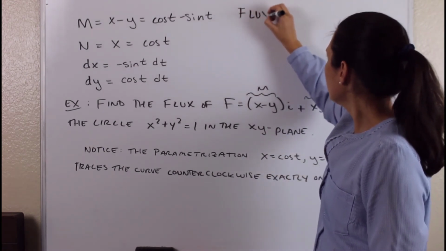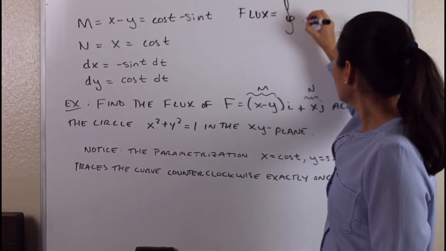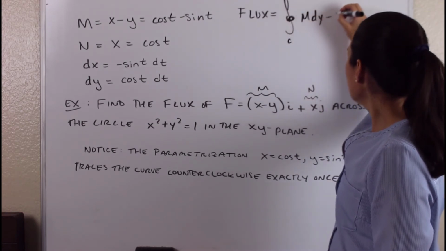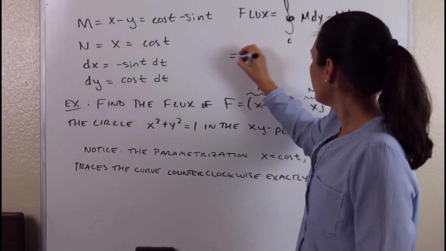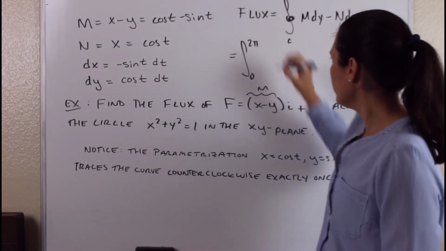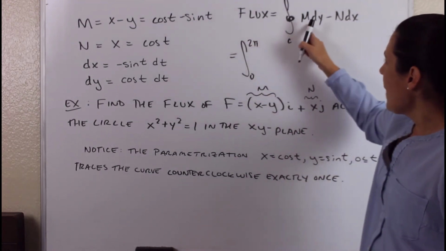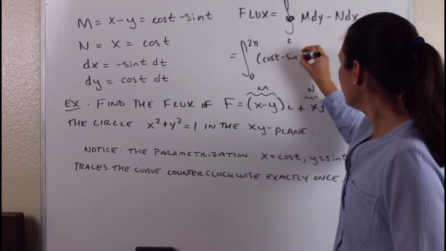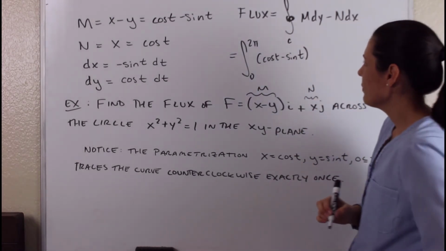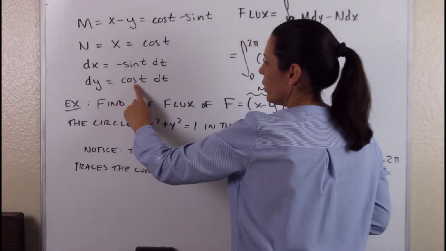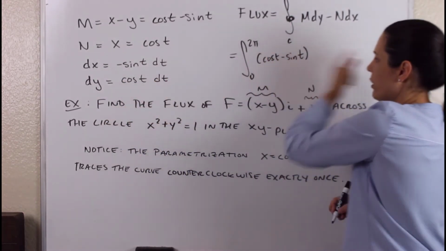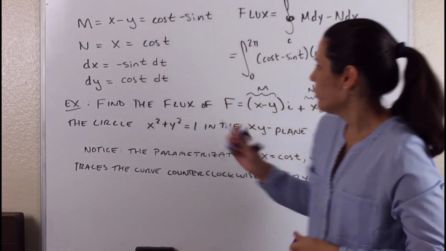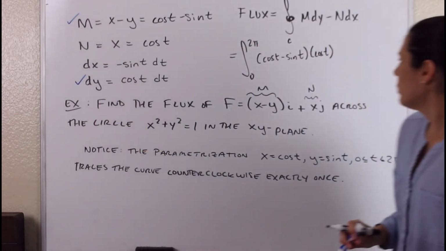We're going to put this all together. So our flux equals, let me write it again, our integral over our closed curve in the counterclockwise direction of m dy minus n dx. So that equals the integral from 0 to 2 pi, which was our t values, of m, which is cosine t minus sine t. I might run out of room here. Let's squeeze it in. dy. So dy is cosine t dt. We're going to take that dt and put it all the way in the back. So cosine t here. Let me just check off what I've used so far so you know where we're at. So we used both of those.